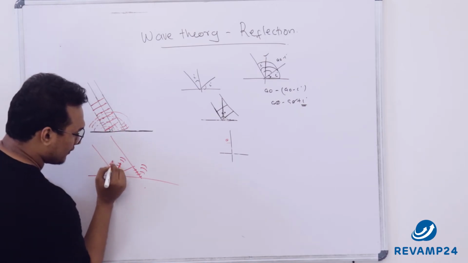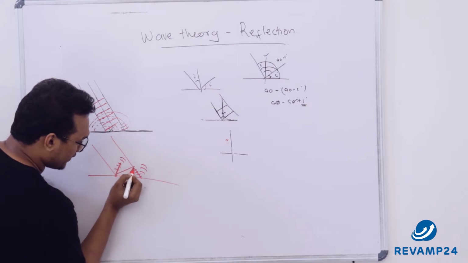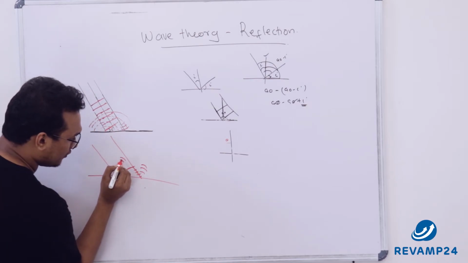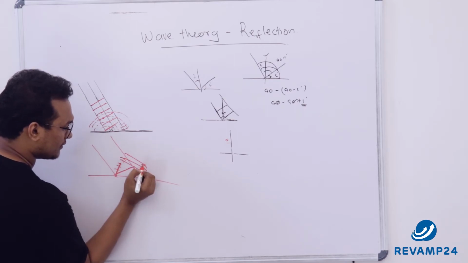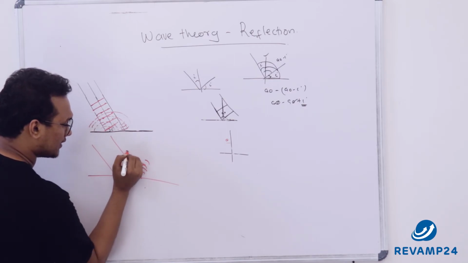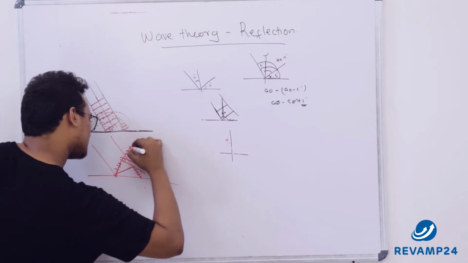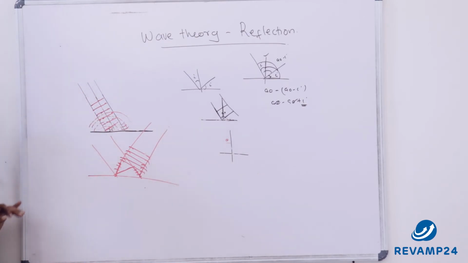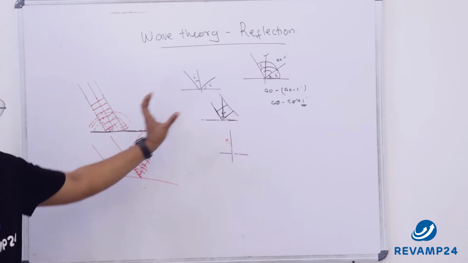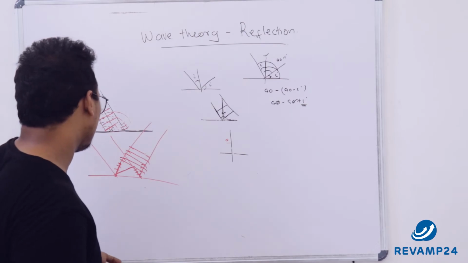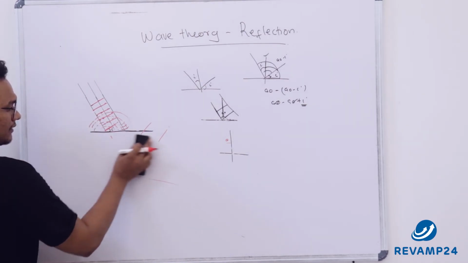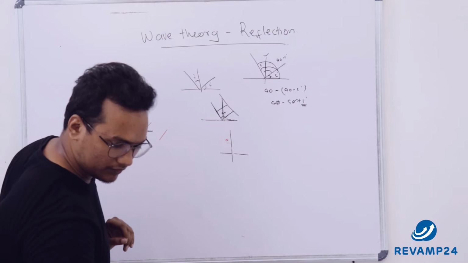So what will happen from then onwards? The wavefront, initially it was in this direction, now this would be a common tangent to these two points. This is sending a wavefront here, this is sending a wavefront here, common tangent. Now this is the reflected ray. Is this very clear with you? Incident ray, reflected ray. So with the wave theory, I have shown you how the reflection is happening. Now we will prove that the angle of incidence is equal to the angle of reflection.